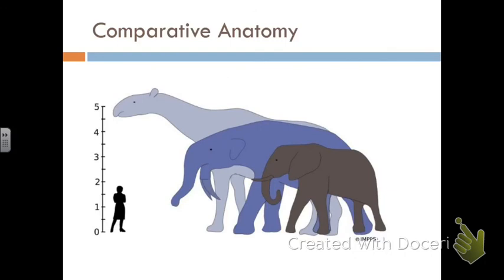Here is a comparative anatomy of the elephant, and you can see we've mentioned the woolly mammoth, and you've got the ancient, so the modern day elephant would be the smaller one in gray.